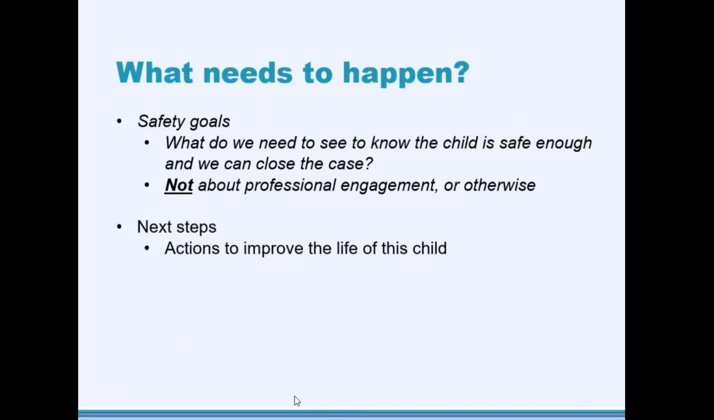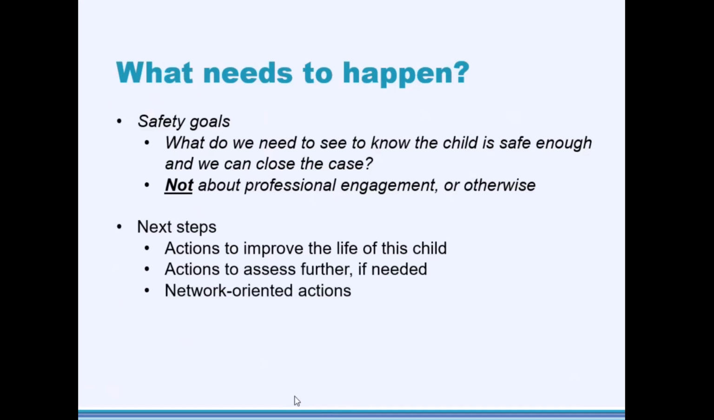So who's going to start doing things or stop doing things to improve the life of the child? Who's going to do things to assess a bit further if we've got gaps? What is the network around a child going to do? And what interventions are we putting in place? So that's just thinking through the 3 columns, simply in terms of what goes where in there.